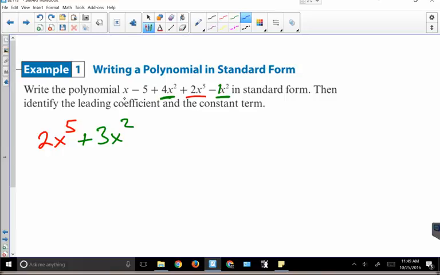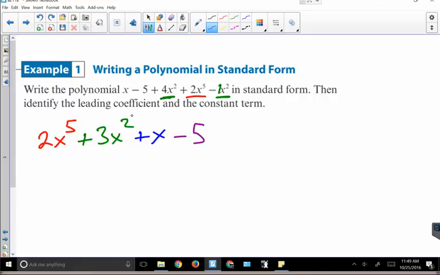Now, next thing, what's left? Well, I've got a plain old x and I've got a plain old 5. Well, that x is positive, so I would put down a plus x. Last thing I would have is minus 5. Now, this is written in standard form, starting with the highest exponent, going all the way down to the constant. Okay?